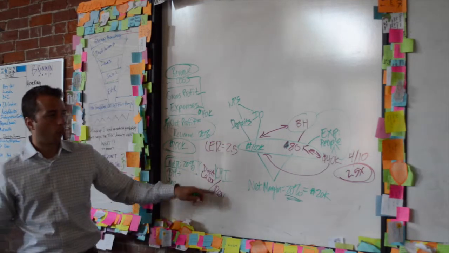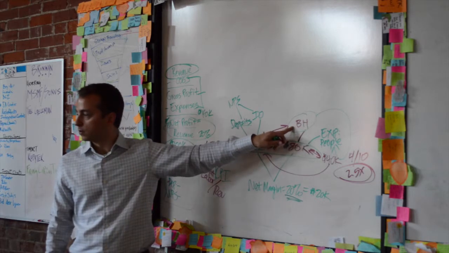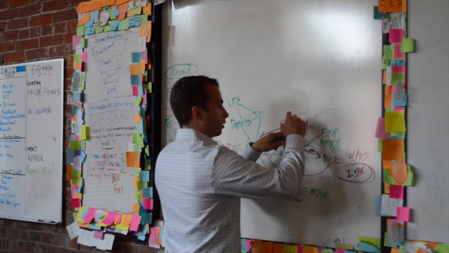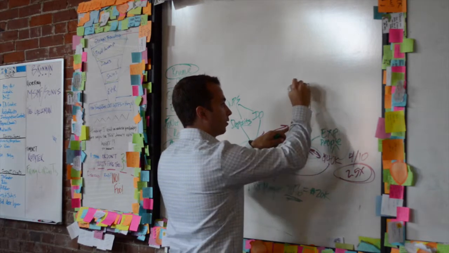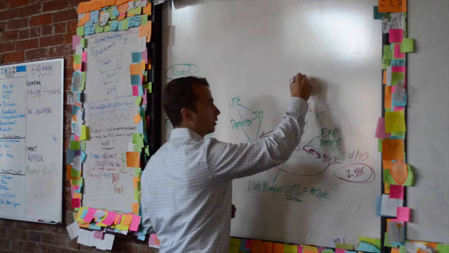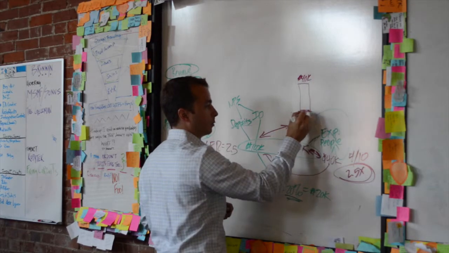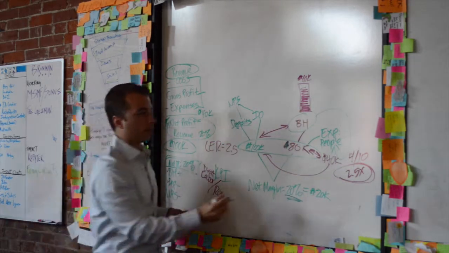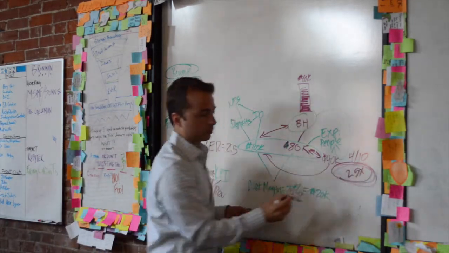And so what does that mean for billable hours? That means that we need to be filling up the capacity of people. So if the people cost 40K, that means we need to be filling up the capacity of billable hours in order to maximize this ratio.